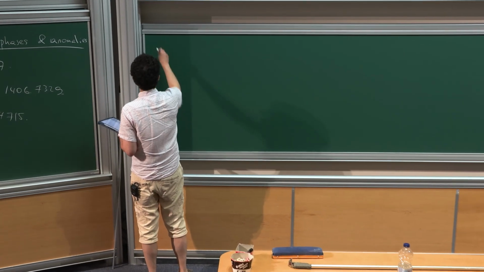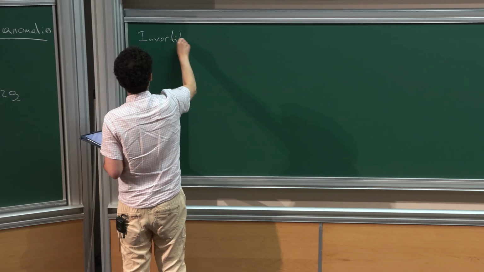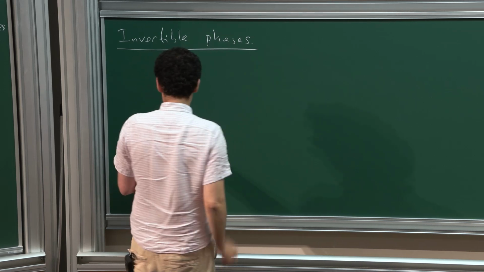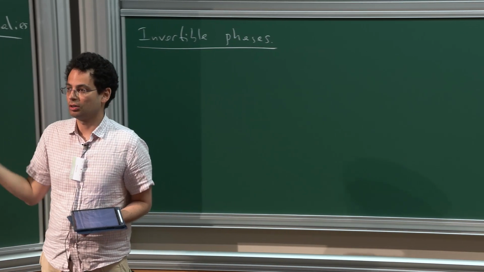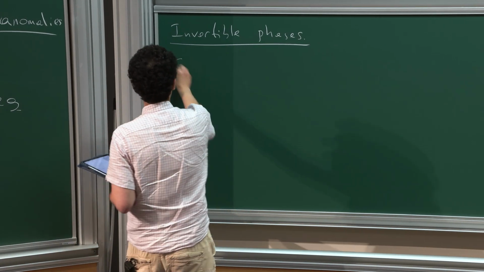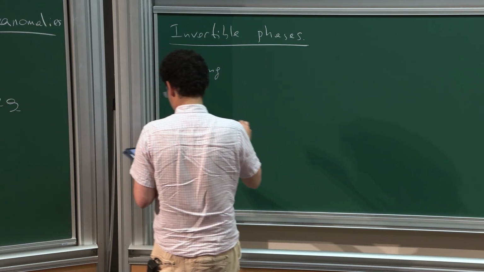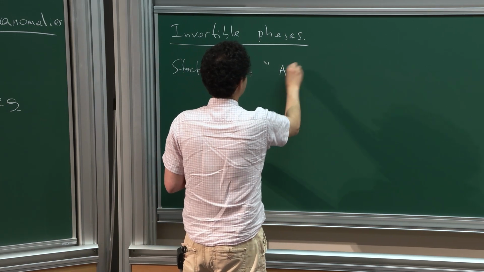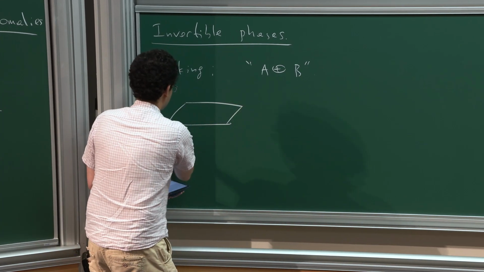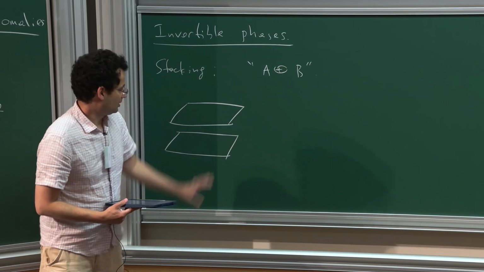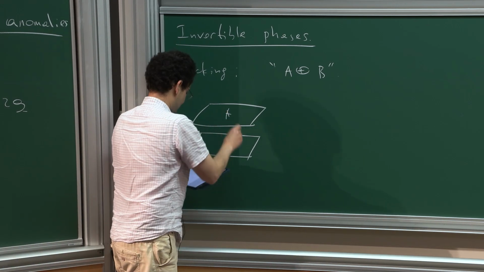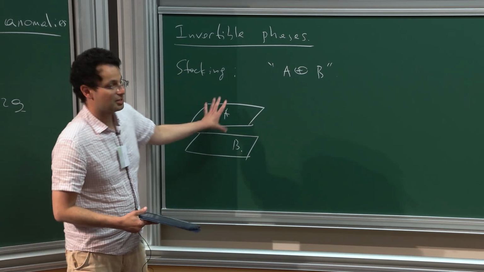Invertible. So first, I want to define an operation on phases of matter, which I'll call stacking. If I have phase A and phase B, I can form a stack of them. Just for ease of visualization, let me draw them as two-dimensional: this is system A, this is system B, and you just put them on top of each other.